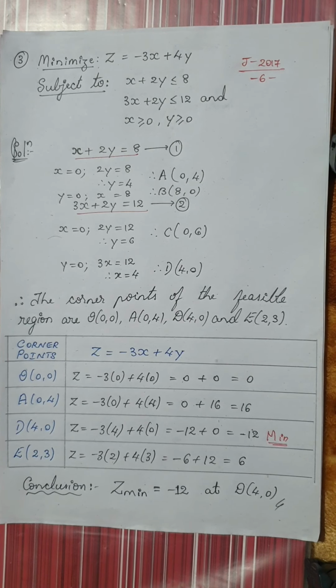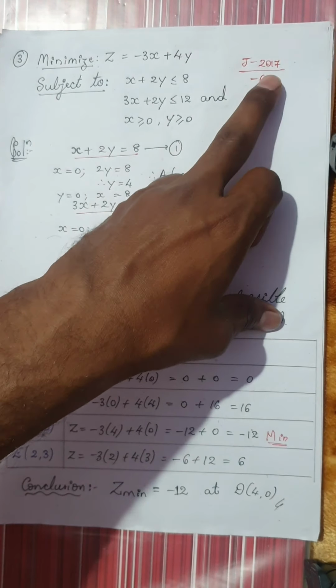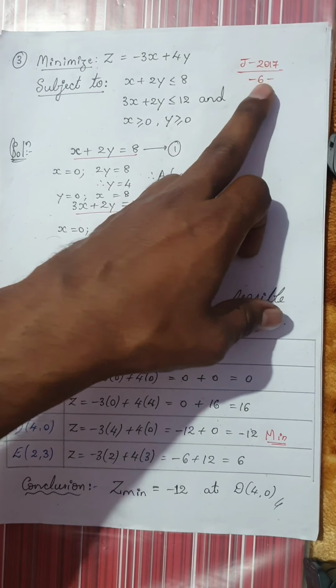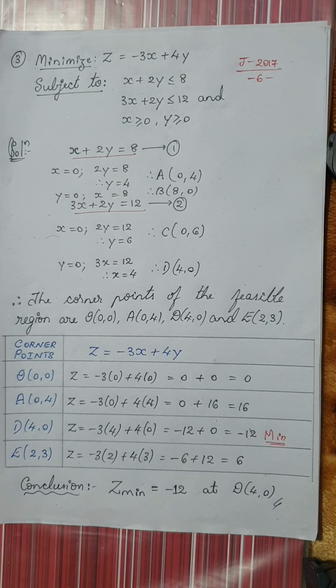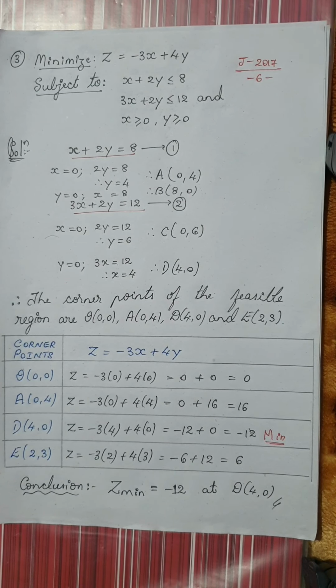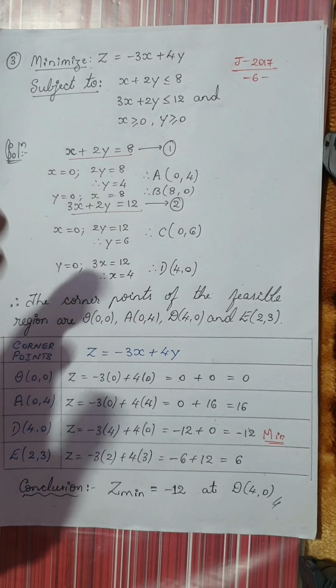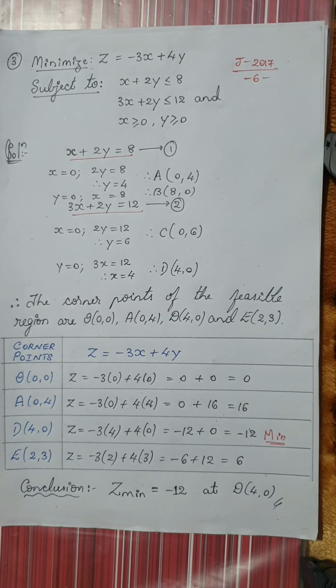Okay, so this is the third question, which was asked in the year July 2017 for 6 marks. Hope you are thorough with the process now, and very excited about the concept also, because the question is very easy. If they give you the equations directly, you can easily solve it and get 6 marks.